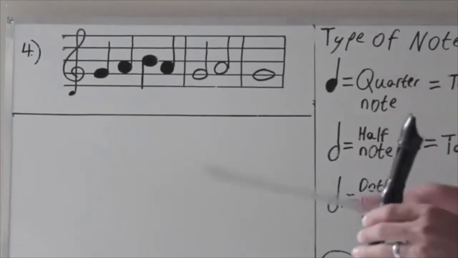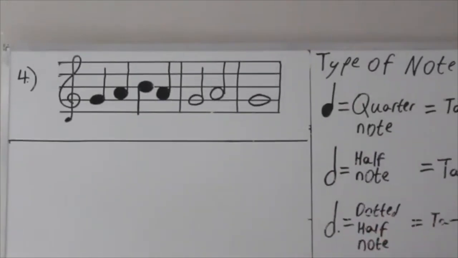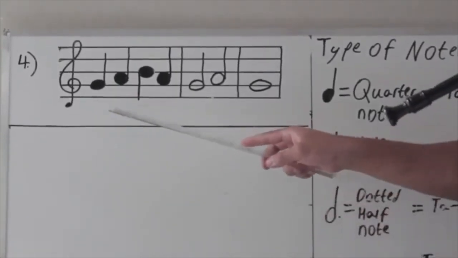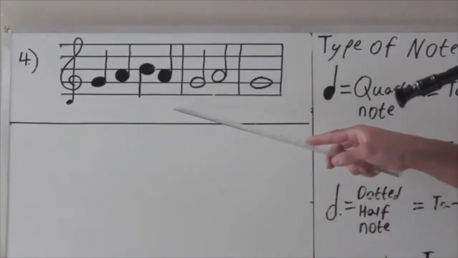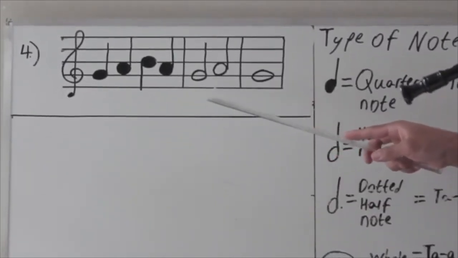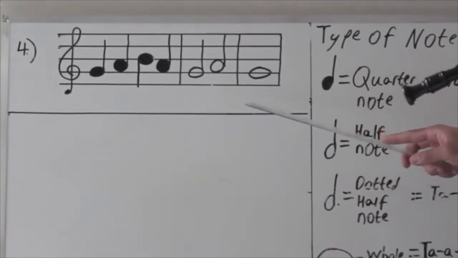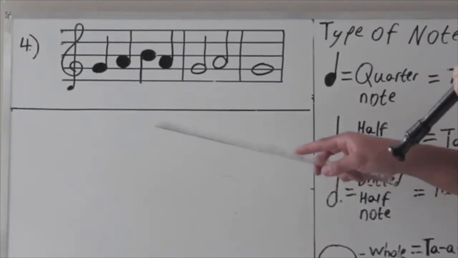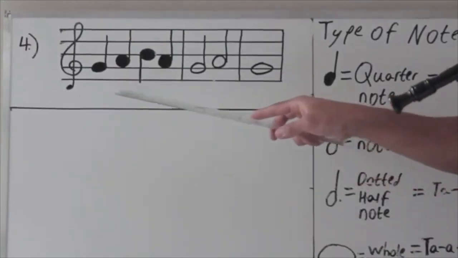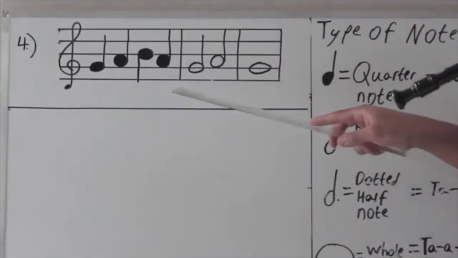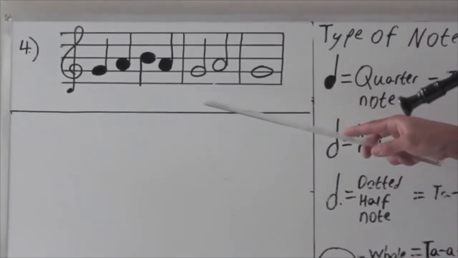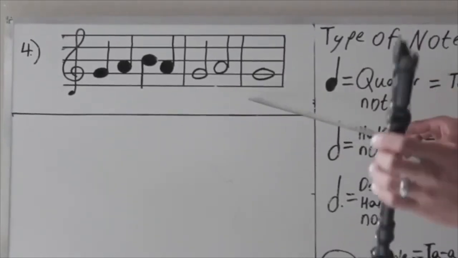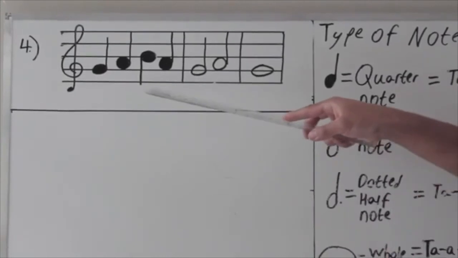Alright, let's put it all together from bar 1 till bar 3. 1, 2, 3, go. One more time with me, then by yourself. 3, go. Yourself, let me hear you go.